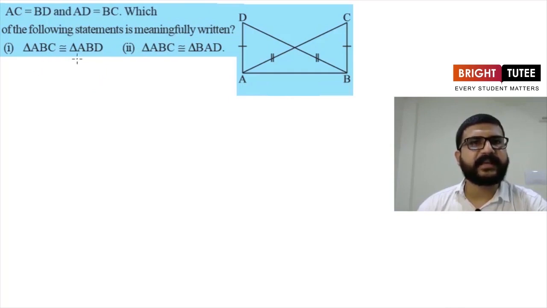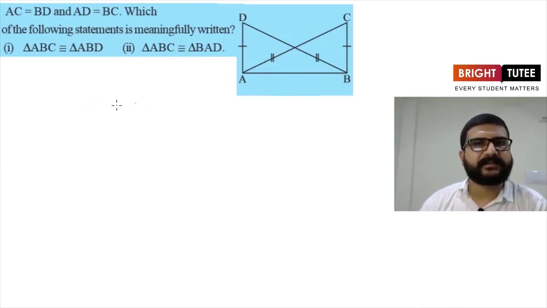The first one here is triangle ABC is congruent to triangle ABD. That is, here is triangle ABC and ABD is this triangle. And the second one is triangle ABC is congruent to triangle BAD. That is, this triangle ABC is congruent to BAD. In both the cases, ABD and BAD, they both are the same triangles only. So what we have to check here is which order of vertices is correct.